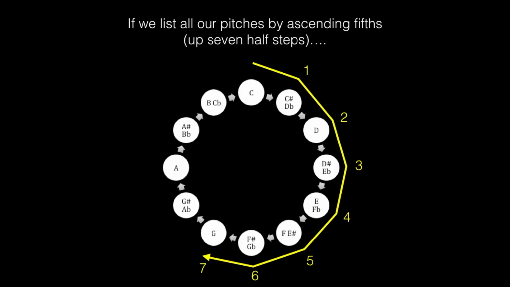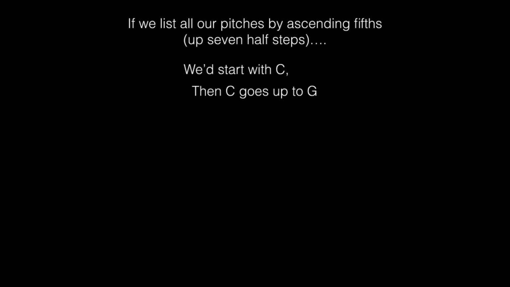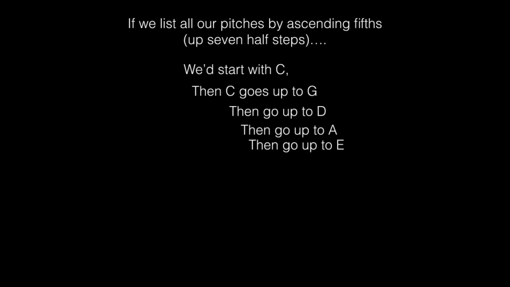Let's start on C, and we would go up 7 half steps. C, C sharp, D, D sharp, E, F, F sharp, G, that gets us to G. So if we start with C, then C goes up to G. G is going to go up to D, then up to A, and then up to E. These are all 7 half steps above one another. Then B. 7 half steps above B is F sharp.